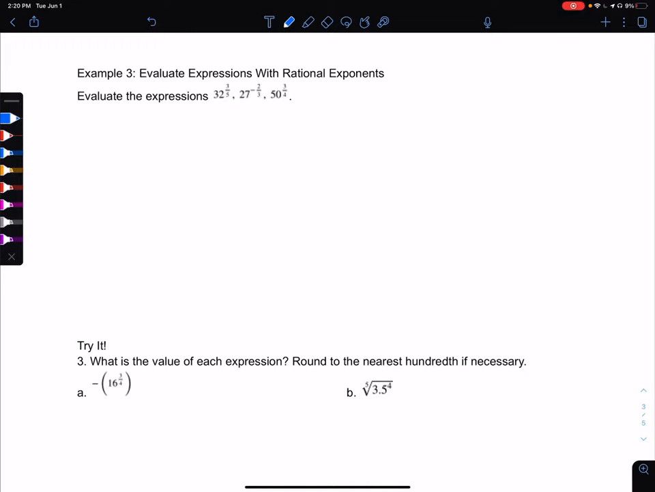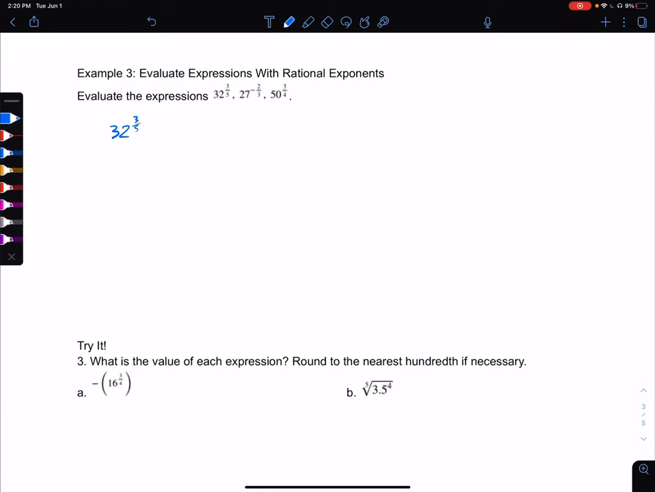In this video, we're going to look at example 3, where we evaluate expressions with rational exponents. So we're asked to evaluate the expressions 32 to the 3/5, 27 to the negative 2/3, and 50 to the 3/4. And these are three separate problems, they're not combined. So let's start with this 32 to the 3/5 power.